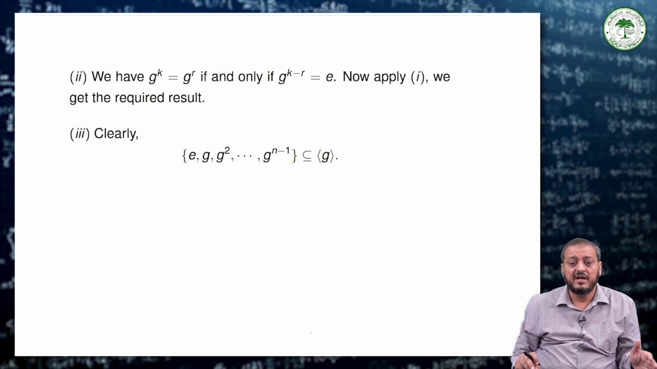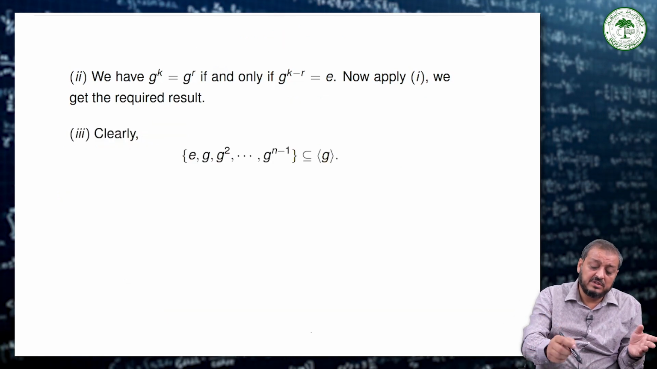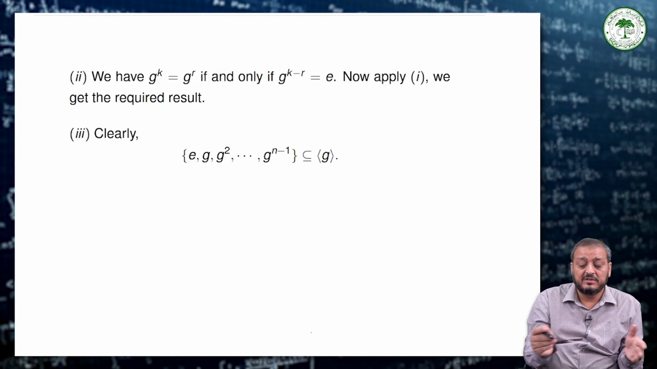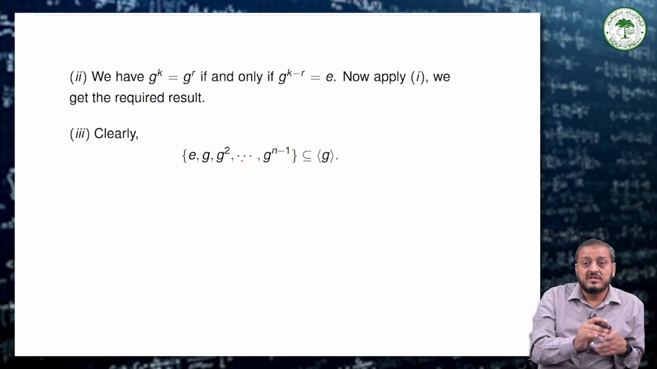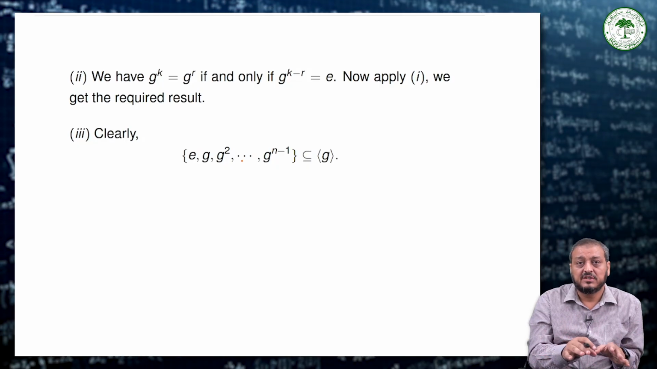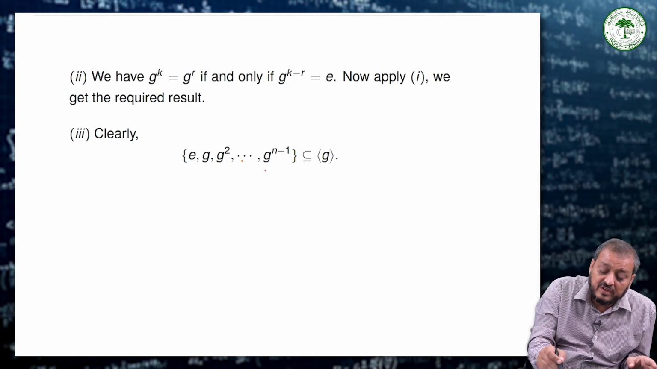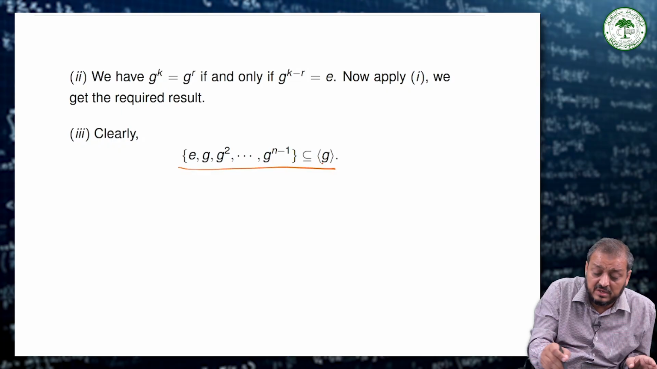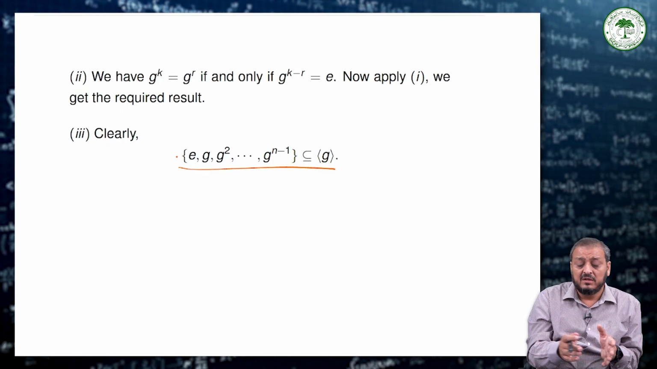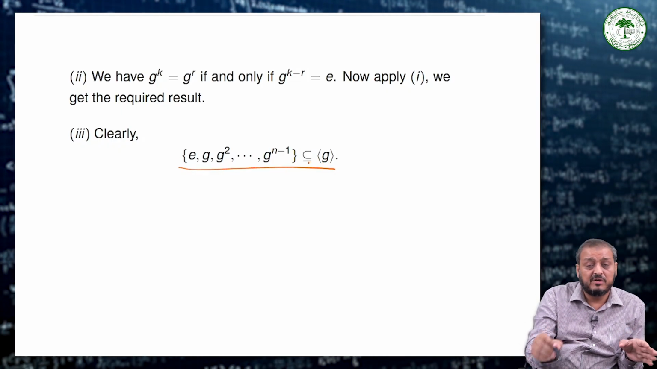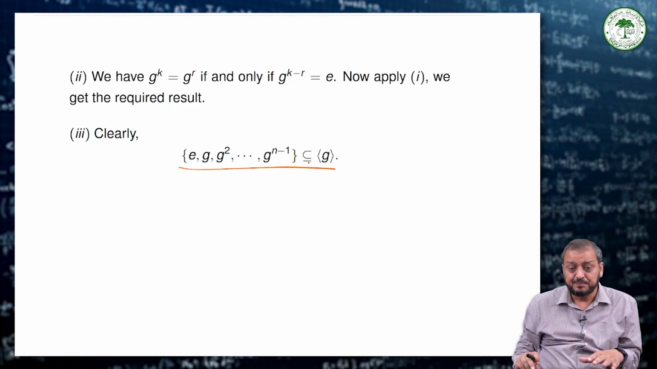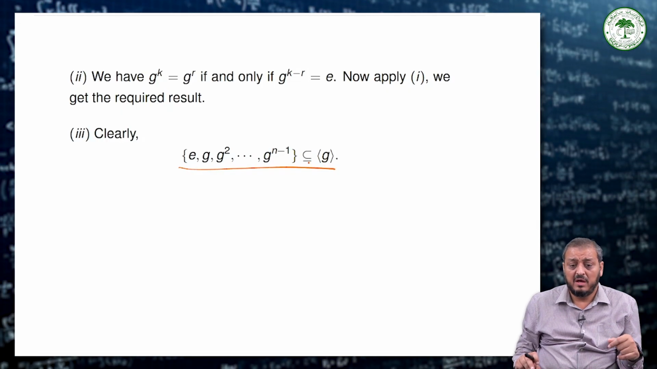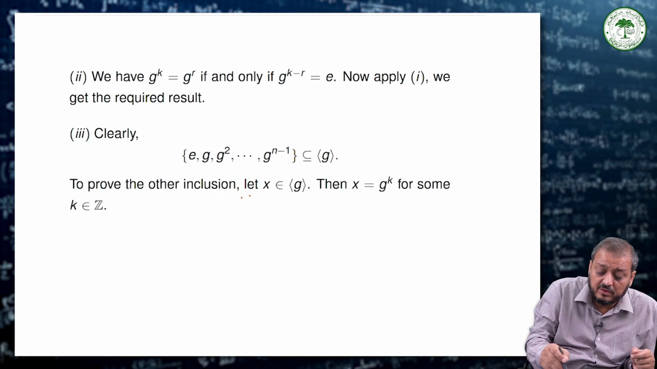The final part is saying that e, g, g square up to g to the power n minus 1 generate G, and all these elements are distinct. One way is very clear: trivially we can say that this set is already contained in the subgroup generated by g. Now we have to do the reverse part to prove the other inclusion.